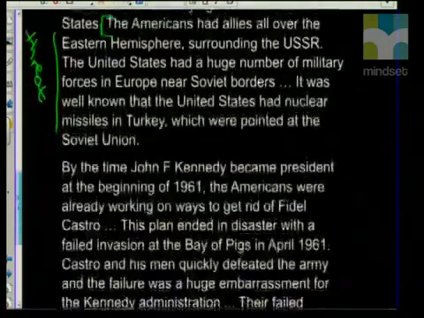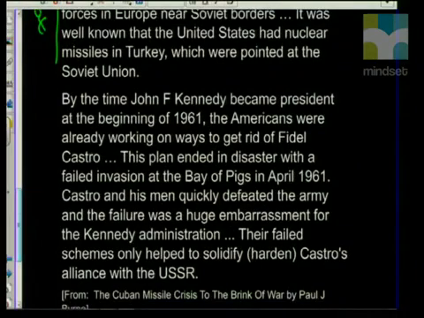Okay, if we scroll down. Now, by the time JFK became president at the beginning of 1961, the Americans were already working on ways to get rid of Castro. We already know why. This plan ended in a disaster with the failed invasion at the Bay of Pigs in 1961. We've looked at that as well. Castro and his men quickly defeated the army, and the failure was a huge embarrassment for the Kennedy administration.